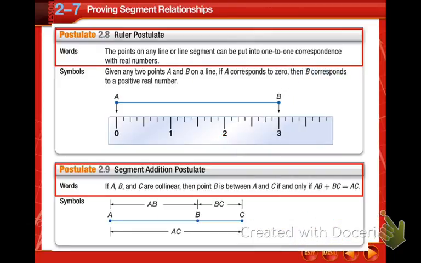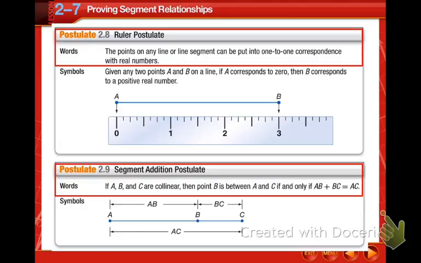Alright, so our notes for the day start with the ruler postulate. The ruler postulate says the points on any line or line segment can be put into one-to-one correspondence with real numbers. So here we have A and B. We know that A is at 0 and B is at 3 because it's a 3-inch line or 3-centimeter line or whatever that unit is.